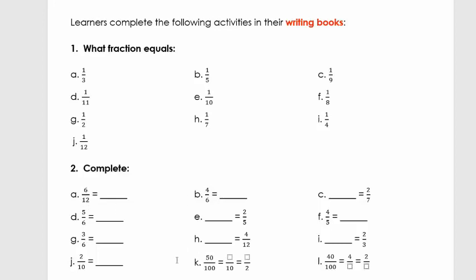Let's look at K then. So we have 50 hundredths. What do we do to get to 10? We divide by 10. So what we do at the bottom, we do at the top. So we get 5 tenths. What do I do to go from 10 to 2? I divide by 5. So I need to divide that 5 also by 5. So it gives me 1. So it's 1/2. So 50 hundredths is equal to 1/2. So I want you to pause and then complete these.